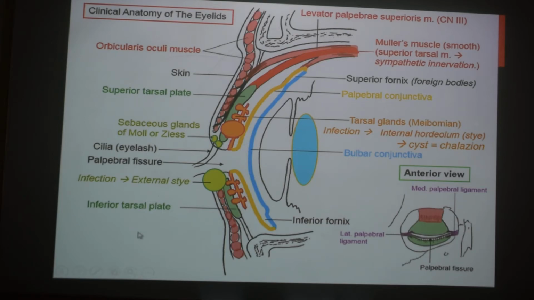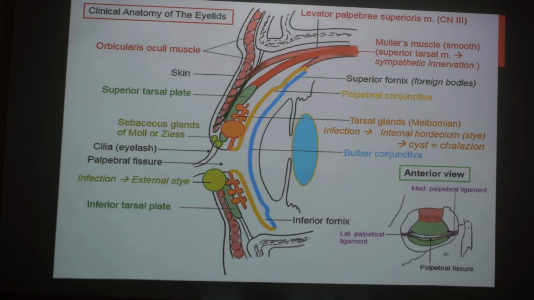Okay, so what can happen is that because these glands are producing oily secretions, their ducts can be blocked. And if there is a blocking of the duct of the meibomian gland, there would be infection of the tarsal glands. And the infection of the tarsal gland is usually called internal hordeolum, while the infection of the glands of Zeiss and Moll is called the external hordeolum. So if you hear the term external hordeolum or internal hordeolum, these are basically commonly called a stye. You have a stye in the eye, that's the common name for it.